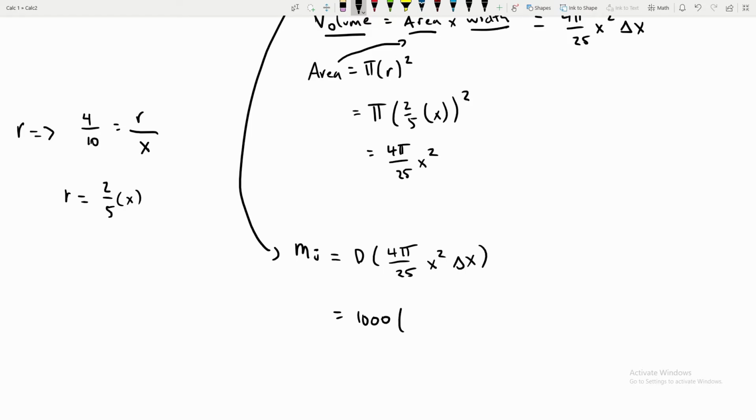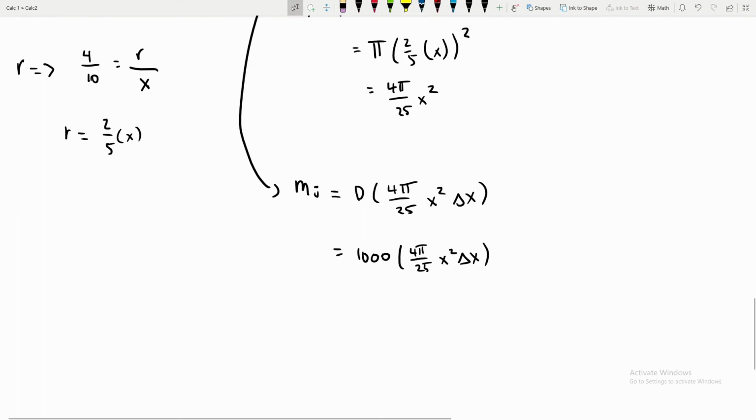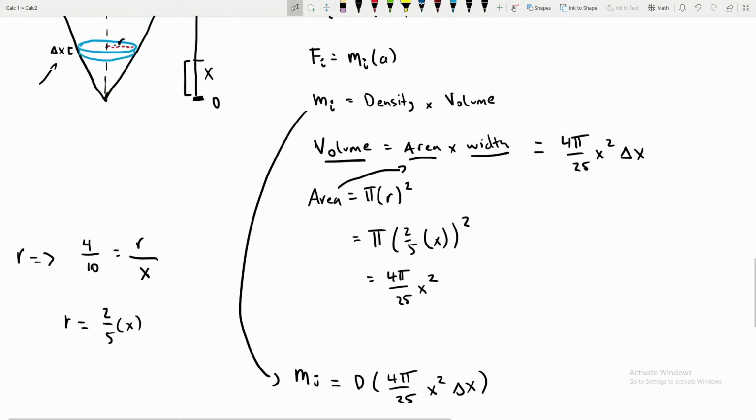So it's going to be 1,000 times 4pi/25 x squared delta x. Now I can go on to simplify this a little bit by crossing these out. So this will just be equal to 160 pi x squared delta x, and that is the mass of the ith layer. We have figured this formula out now.